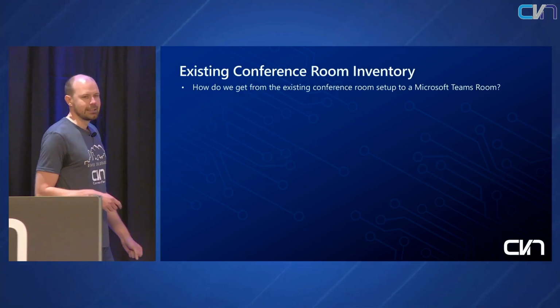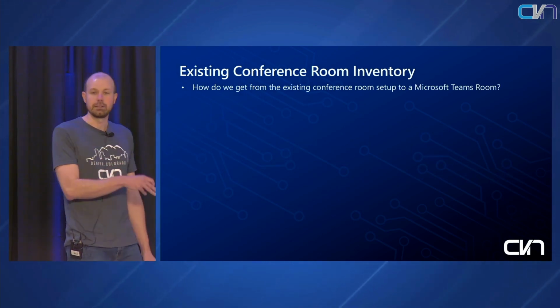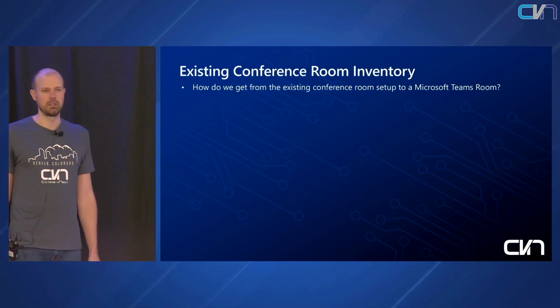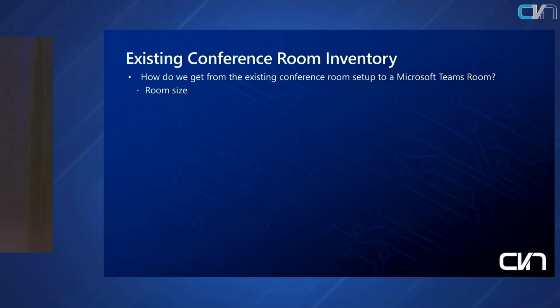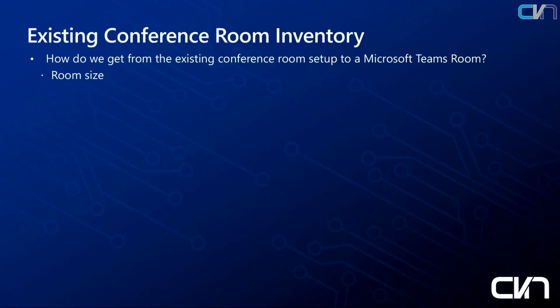So let's start with our existing conference rooms. How do we get from our existing conference rooms to a Microsoft Teams room? A lot of different factors here. Number one, obviously, is room size, very important when selecting and taking an inventory of our room. Our display or projector. A lot of conference rooms already have these in them. Take an inventory. What is it? Can we reuse it? Furniture or table design. Is the furniture or the table that's in the conference room today conducive to what we're going to put in or what we're going to replace the room equipment with?